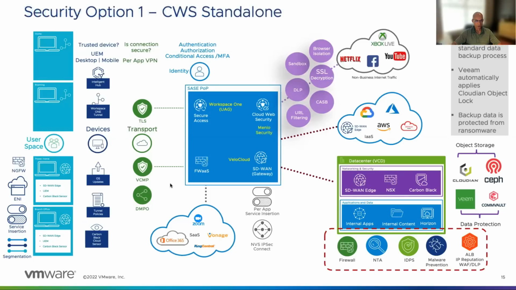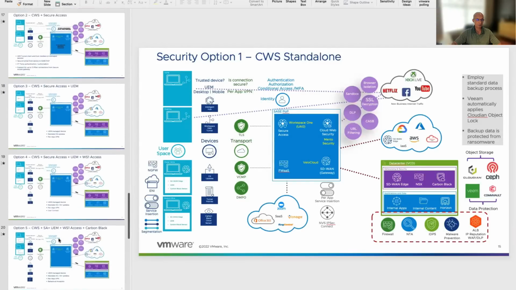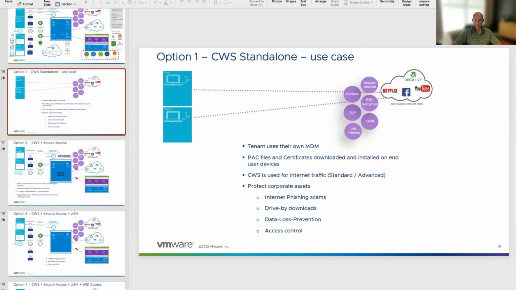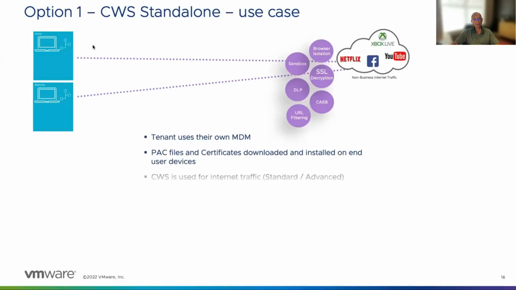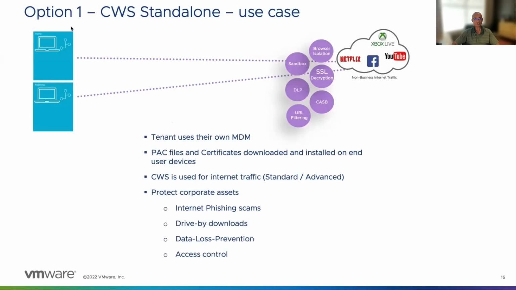Well, again, great question. Let me actually show you how that would work out. We will actually start from here. So we have a lot of these security features, right? The easiest way to start with is a CWS standalone. The CWS stands for Cloud Web Security, right? Where the tenant uses their own MDM. And this is just what I talked about earlier. They download the PAC files and then they use the CWS for enforcing policies to protect them against vulnerabilities from the web. So usually the use cases are pretty standard: protect corporate assets from internet phishing scams, drive-by downloads, data loss prevention, and access control.